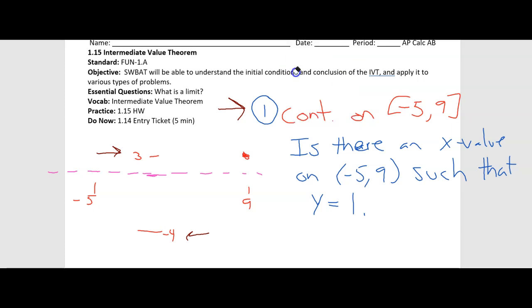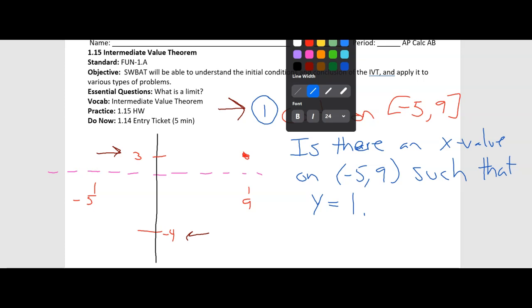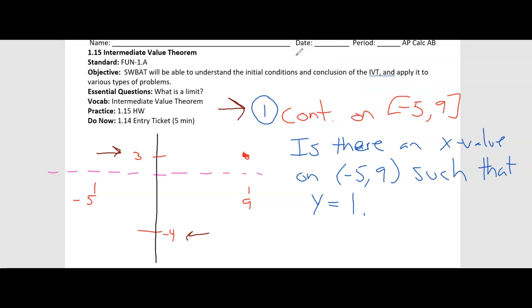Again, I keep choosing the eraser, and I chose it again. That's okay, we'll get it. All right, here we go.